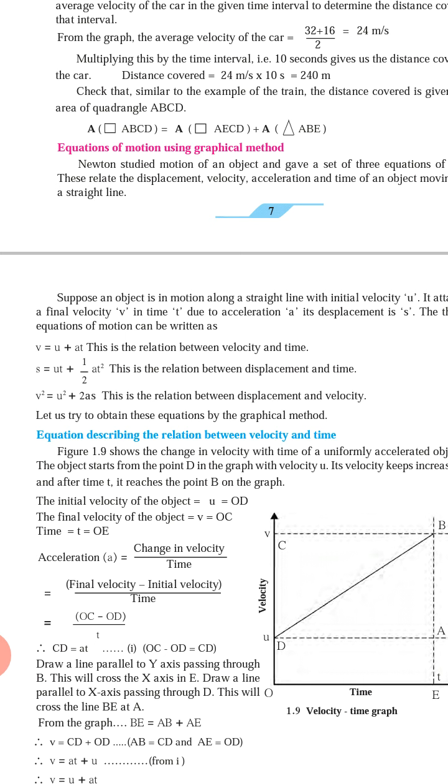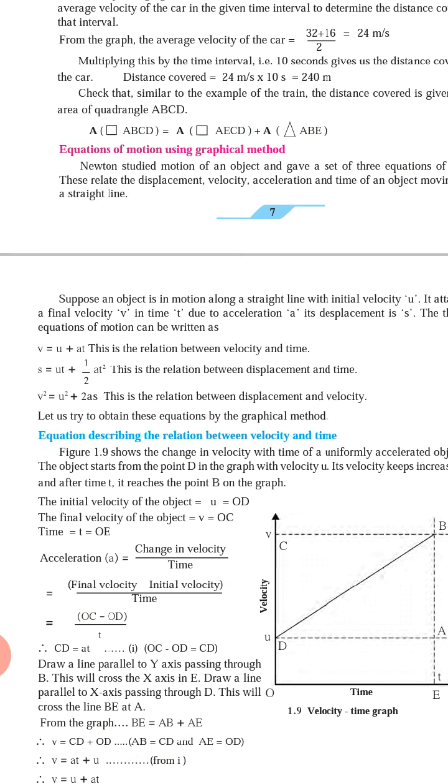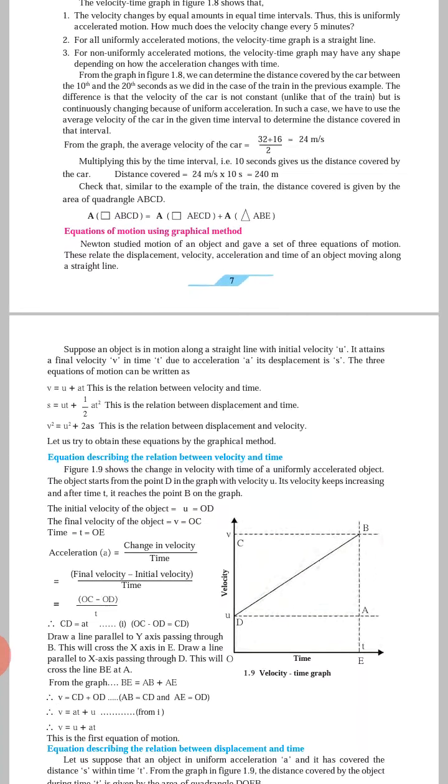Now the question arises, what is v, what is u, what is a, and what is t, what is s? Okay, so let us move on these concepts. Suppose an object is in motion along a straight line with initial velocity u. u is the symbol used for initial velocity. v is the symbol used for final velocity. t is the time and a is the acceleration. Then what is s? s is the displacement. Learn all these symbols, what they represent.